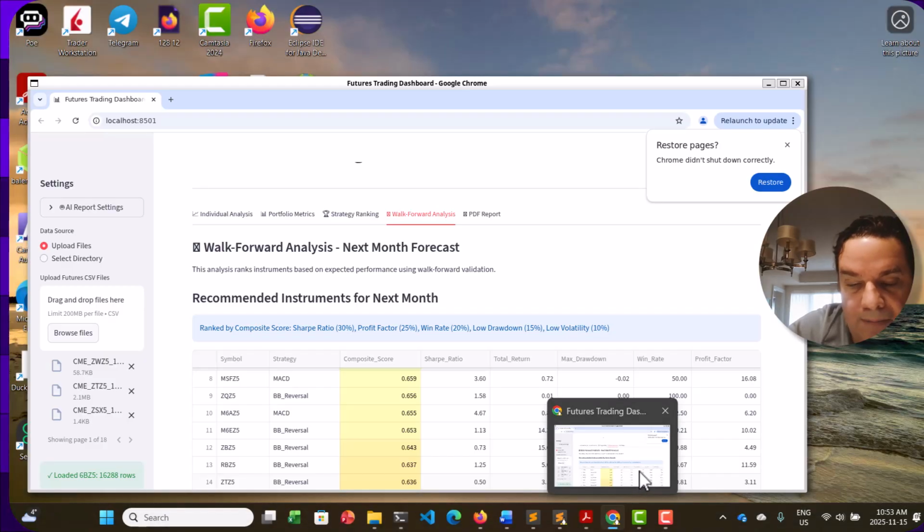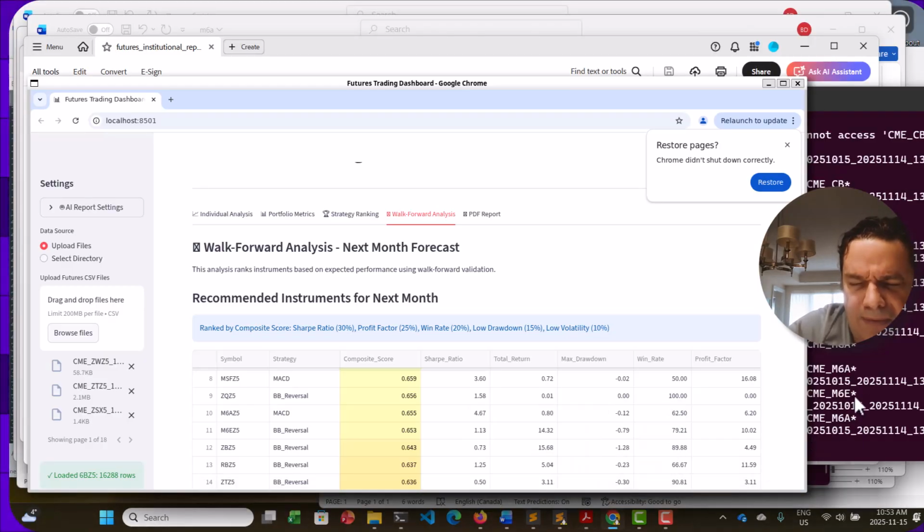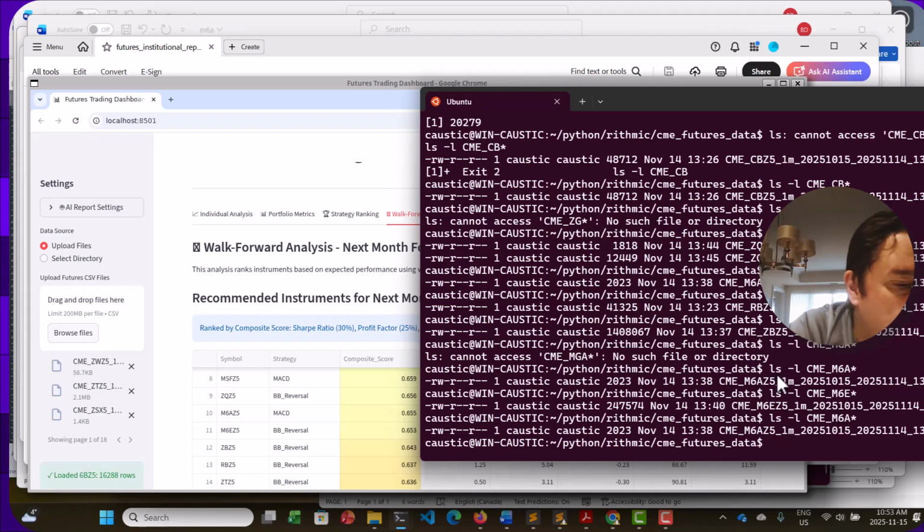Let me just see if I can. Or no, I can't do it. Anyways, so there's some stuff there to be aware of that volume matters.